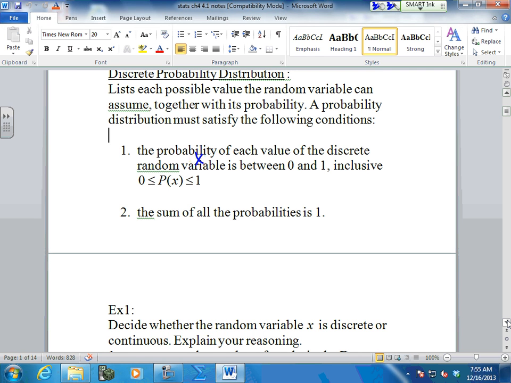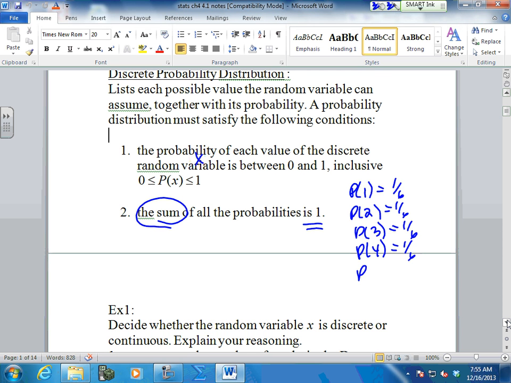And the sum of all possibilities has to equal 1. In other words, I roll a dice. Probability of a 1, 1/6. Probability of a 2, 1/6. Of a 3, and so on. All the way, I list all my possible outcomes. These are all possible outcomes. What do they have to add up to? 1. They have to add up to 1.